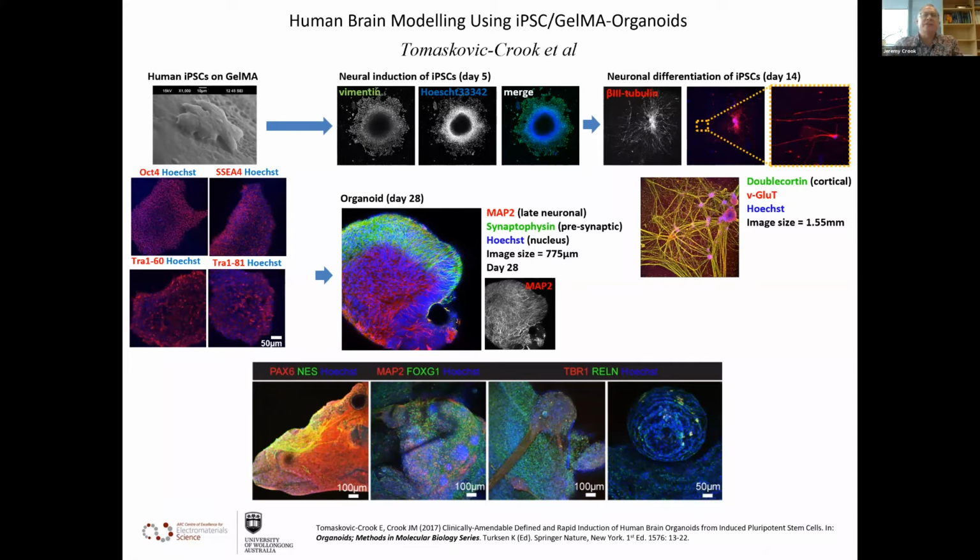The differentiation of iPSCs is staged following initial culture on the GelMA, forming early neural precursors by day 5 after neural induction, neural rosettes and early stage neurons by day 14 following transition to neurodifferentiation media, and bona fide organoids with mature neurons by day 28.